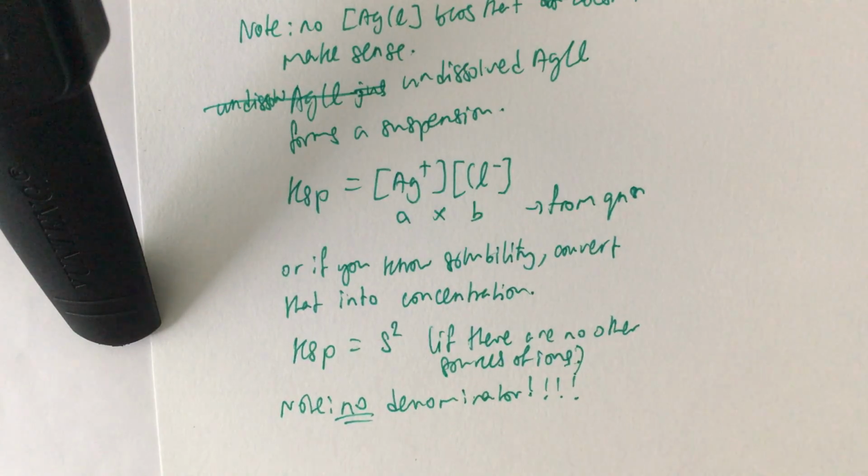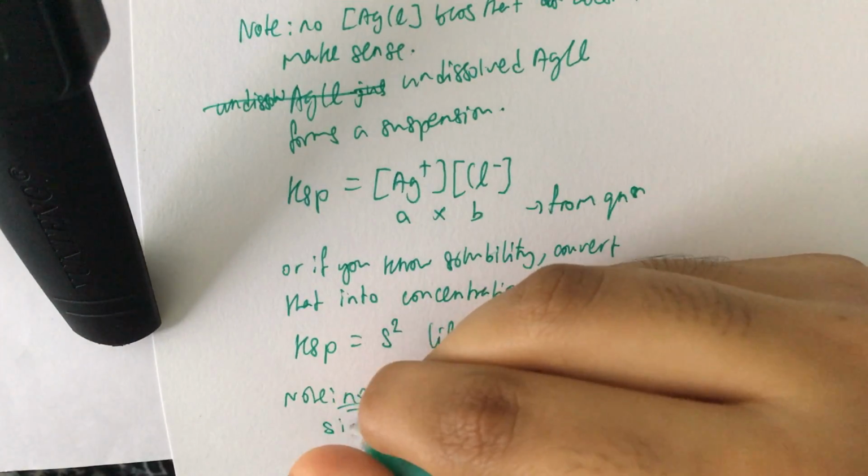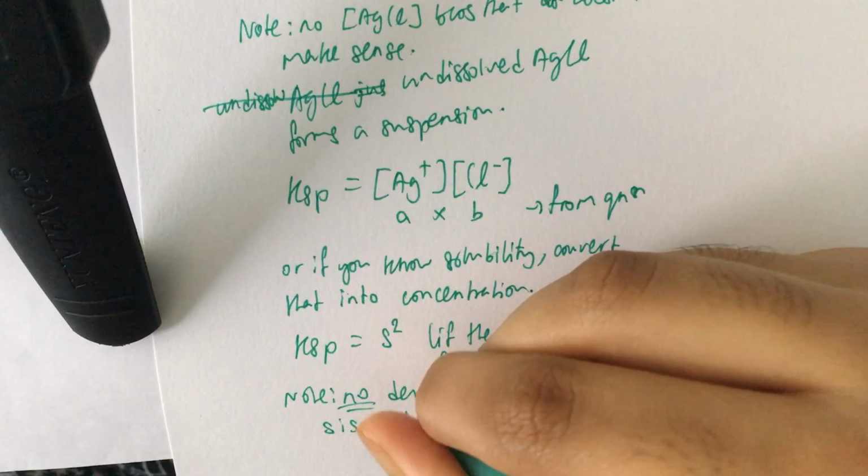Okay, so the next one is discussing the effects on solubility by two different things. The first one is the common ion effect.